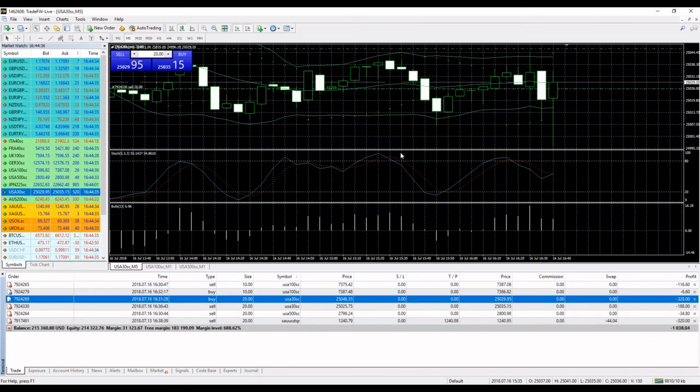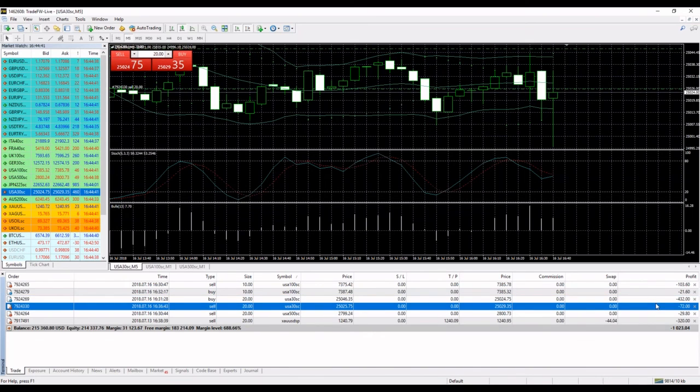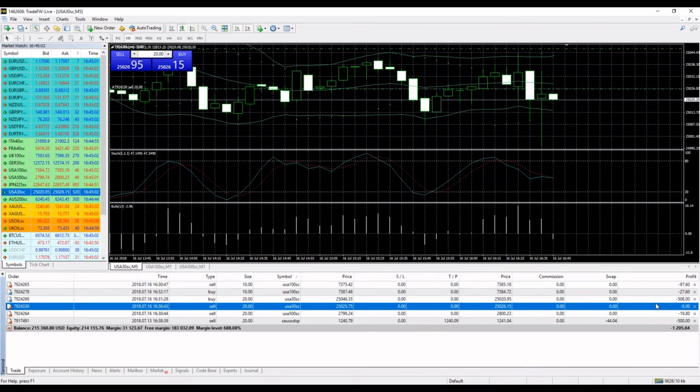So as you see, I missed the exit point on USA 30 because I was talking, as always. I missed it, but now it's coming again in my favor. And I will close my sell position with a small profit, although I was quite positive about it going down a bit more. I want a bit more.